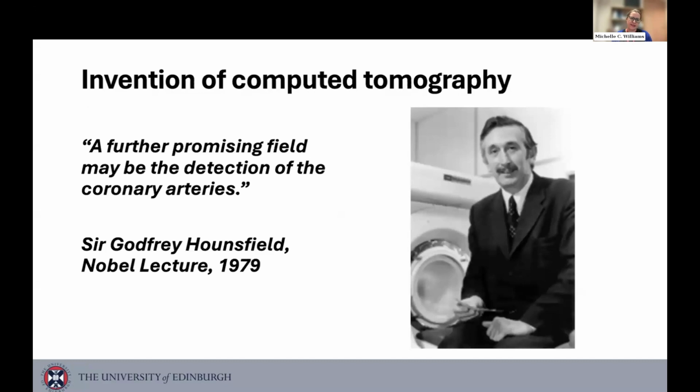Thinking about CT, again, we've been thinking about this for quite a long time. This is Sir Godfrey Hounsfield, the inventor of the CT scanner. When he gave his Nobel lecture in 1979, he said, "A further promising field may be the detection of the coronary arteries." At that point in time, they already knew that they could image the heart. They just didn't quite have the technology that was needed.